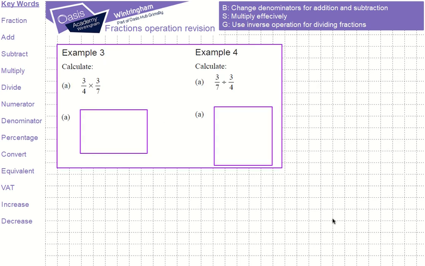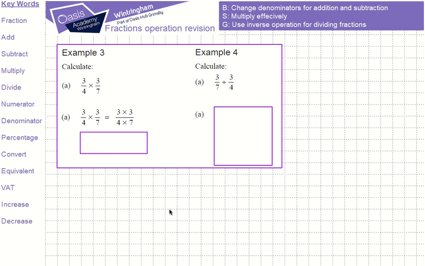Last section for today, we're going to combine these last 2 examples. We've got a multiply and a divide example. So, can you write down this first example, please? We've got 3/4 multiplied by 3/7. And let's have a look at the working out.